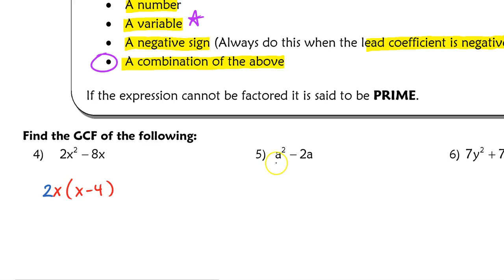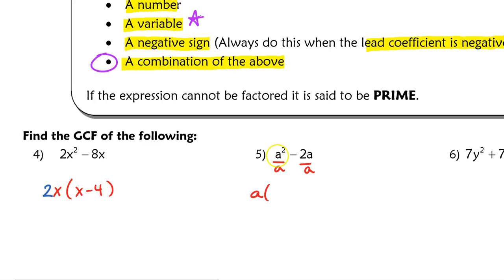However, for the variable, here I have a squared, and here in this term I have an a. So I can pull out at least one a from both of those terms. So I'm going to take an a and put it on the outside of the parentheses, and then I'm going to divide each term by a.